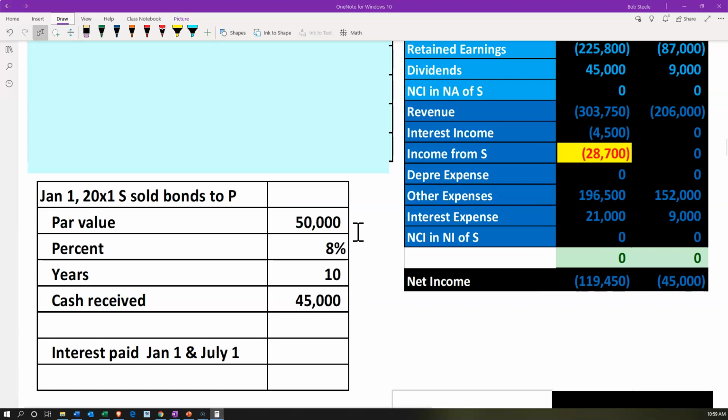I'm going to pull out the trusty calculator. So here's the trusty calculator. It's in the wrong screen. Here it is. There it is.